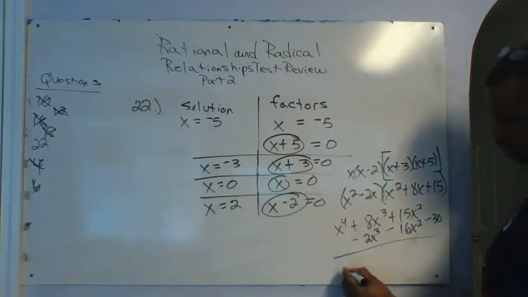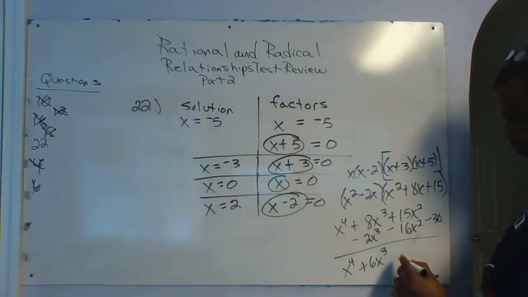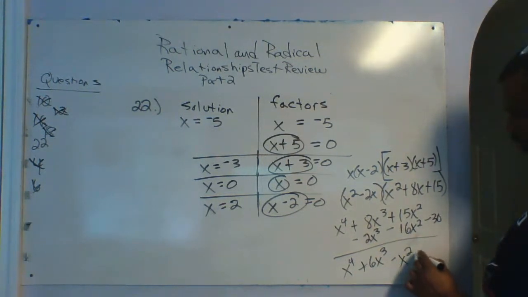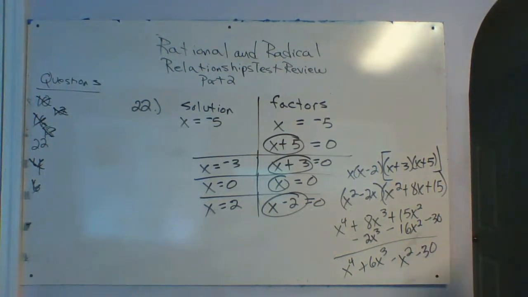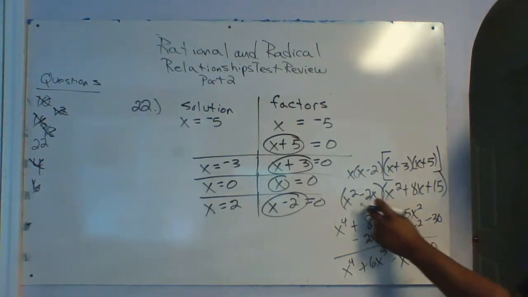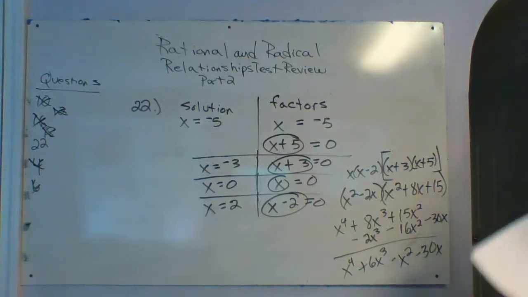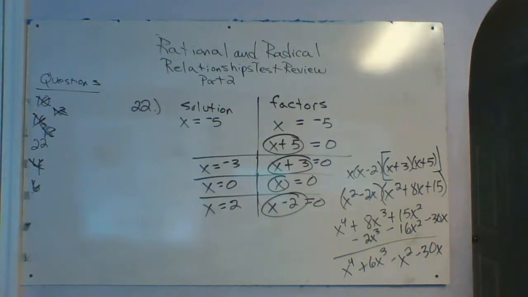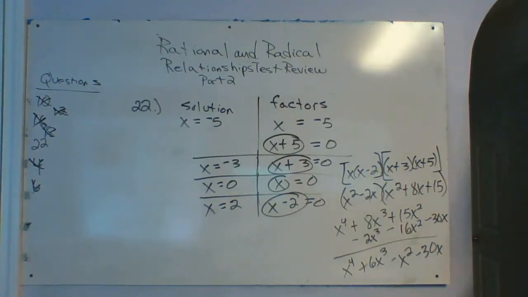So combining like terms, x to the 4th plus 6x to the 3rd minus x to the 2nd minus 30. Oh, I forgot to put the x here. So this should be x and this should be x. Any combination that you want to do, you're going to get the same answer. And that's it.